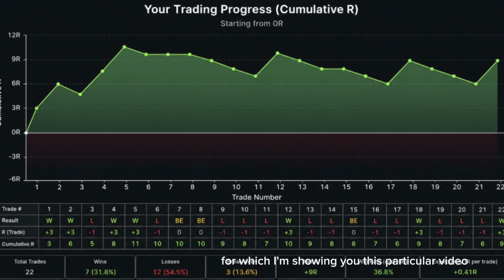And this is the reason for which I'm showing you this particular video and trying to compare them, so you can be consistent in your own trading system, knowing that you are gathering data that now even builds your confidence as a trader.